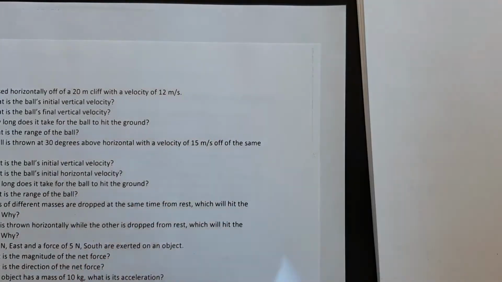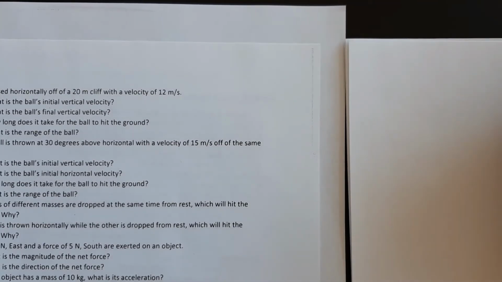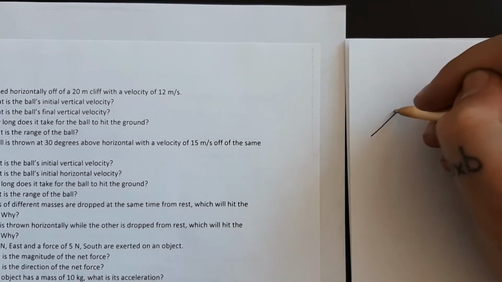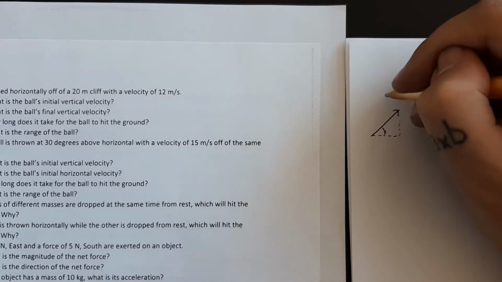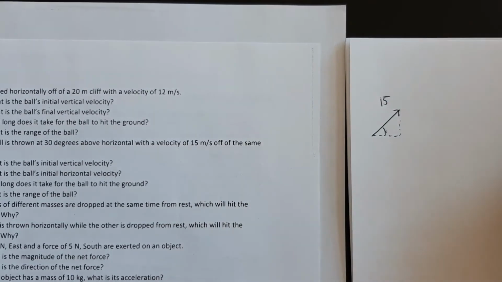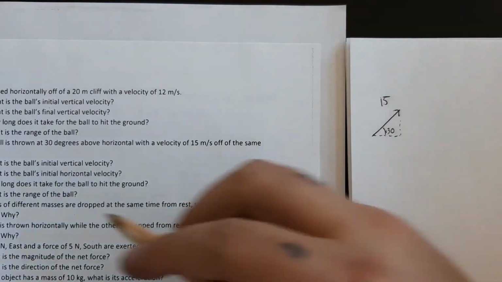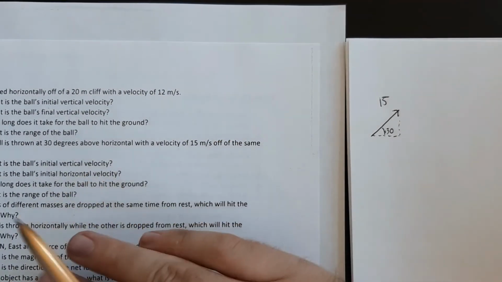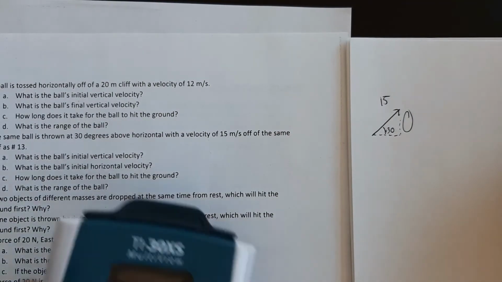Let's look at the next one. The same ball is thrown at 30 degrees above horizontal with a velocity of 15 meters per second off the same cliff as number 13. So 30 degrees above horizontal means that our ball is being thrown with a hypotenuse of its speed vector of 15 and the angle being 30. Okay, we're looking for the ball's initial vertical velocity. So vertical velocity is this side of this triangle. Okay, so our opposite side.